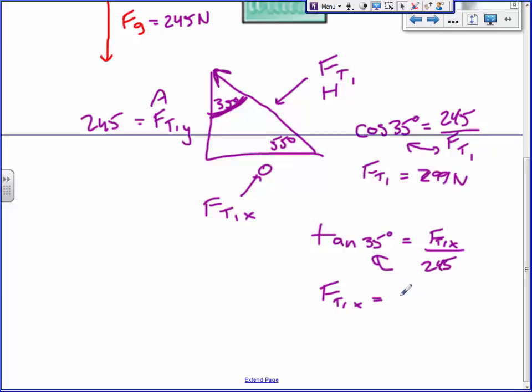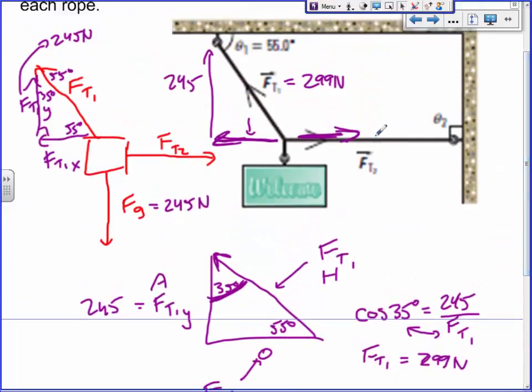171. Okay, so based on that, back up to my diagram, it looks like this guy is getting pulled backwards at 171 newtons. I'm going to throw a negative on there, not because it's really necessary, but just so that I can clearly see that the 171 is pulling it this way. It means that this rope right here must also be 171 newtons.